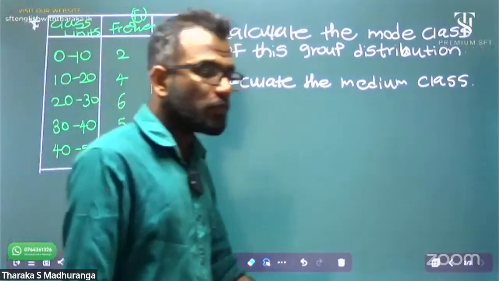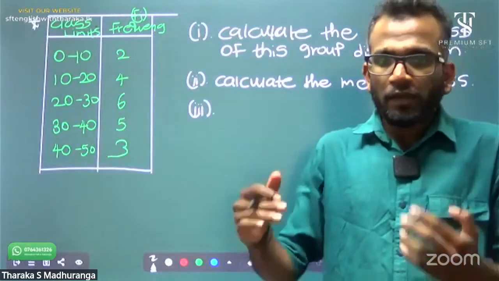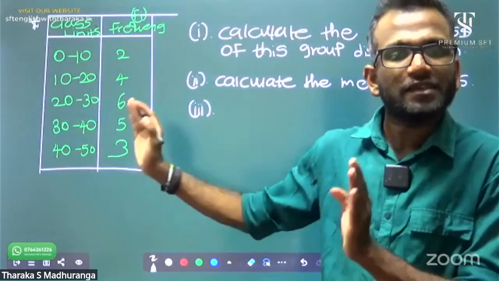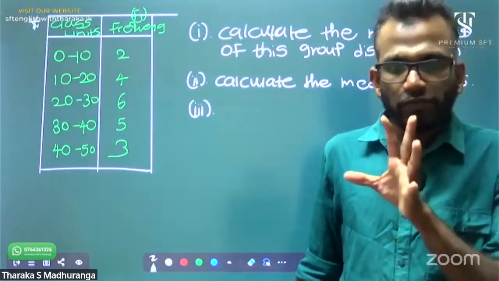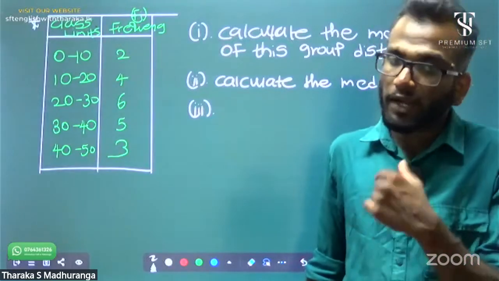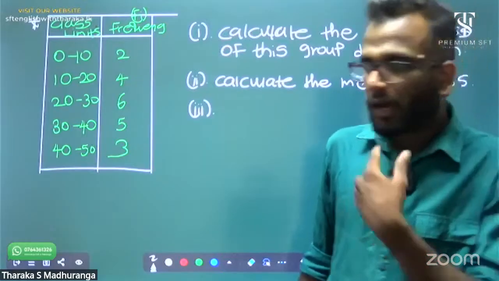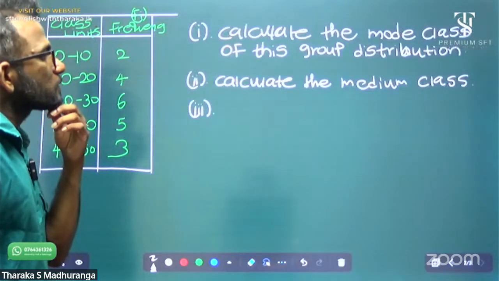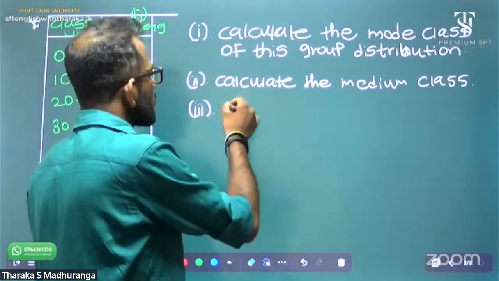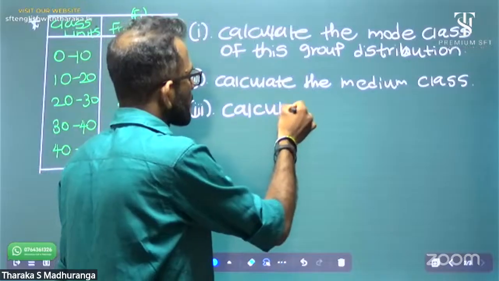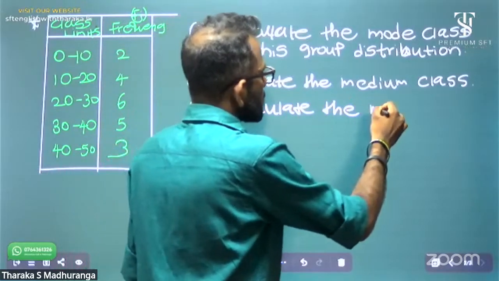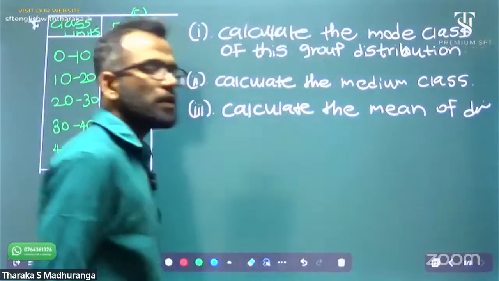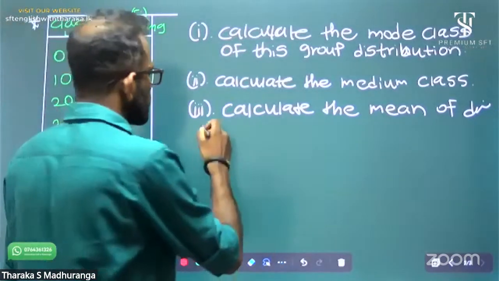Calculate the median class. For group frequency distributions, we can't calculate the mode value or median value because the data is represented as groups. Therefore, we can't directly calculate mode or median, but we can calculate the mode class and the median class. Third one, calculate the mean of the distribution.